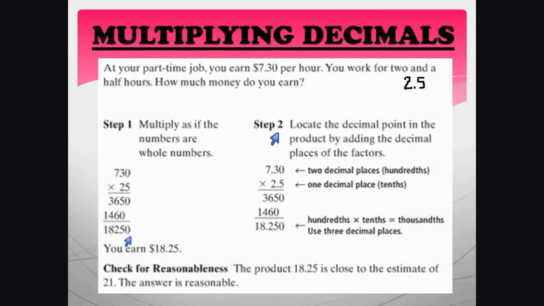18,250. But our second step is to figure out how many decimal places we need to fill in. So in this case, we have 1, 2, 3. So with our answer, we need to move our decimal point 1, 2, 3 places. And we can figure out that we can drop that 0 and that we would earn $18.25 in those 2.5 hours.